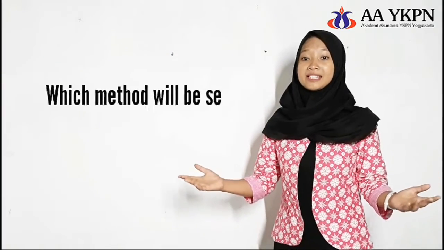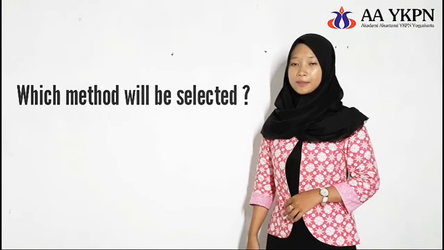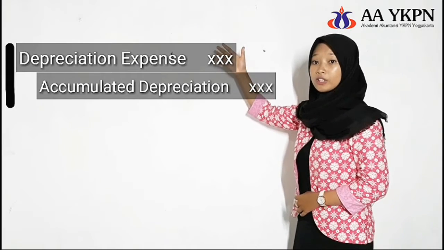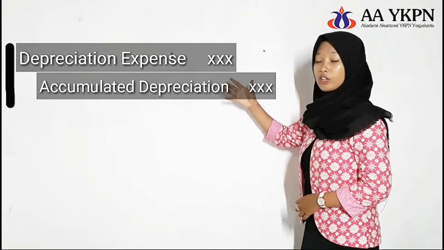Which method will be selected? It's better according to the needs of the company. Depreciation recording is depreciation expense on the debit side and accumulated depreciation on the credit side.